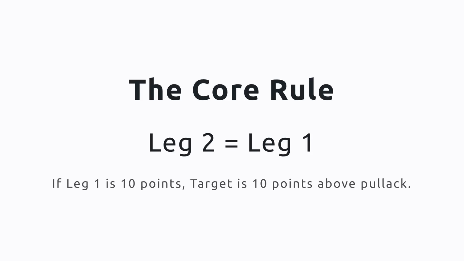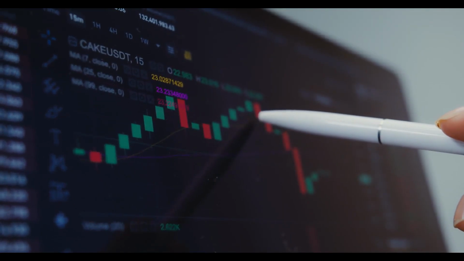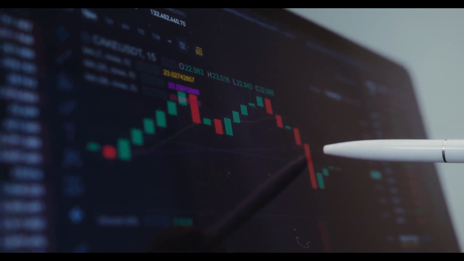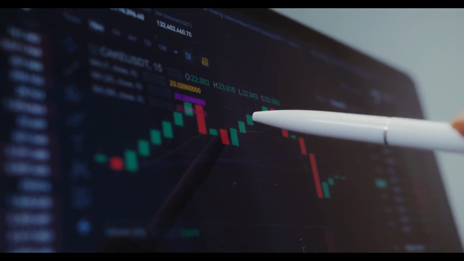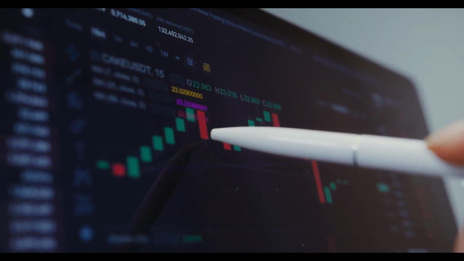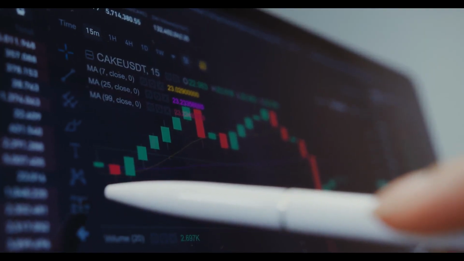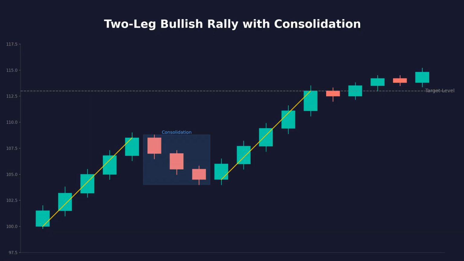The core concept is simple: leg 1 equals leg 2. Institutional algorithms are programmed to take profits at these mathematical projections. If you understand where the computers are exiting, you stop hoping for profits and start calculating them. Let's look at the structure of a standard trend. You have a strong breakout, the spike, followed by a pullback, the pause. Once the trend resumes, we measure the vertical height of that first spike to project where the trend will likely exhaust itself.